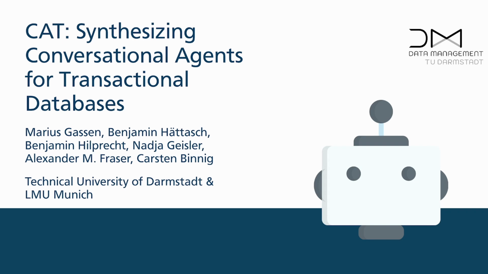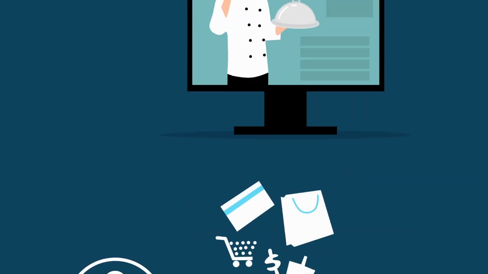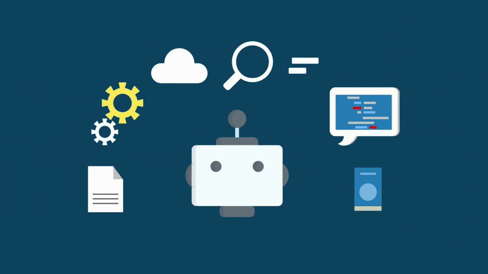Welcome to our demo of CAT, Synthesizing Conversational Agents for Transactional Databases. Imagine you are an owner of a cinema and want to sell tickets beyond your traditional webshop. Or you belong to a corporation of local restaurants that want to create a seamless way to explore the variety of food options they offer and then allow to directly reserve a table. A conversational agent would offer an intuitive way to perform these actions without extensive clicking through irrelevant options.